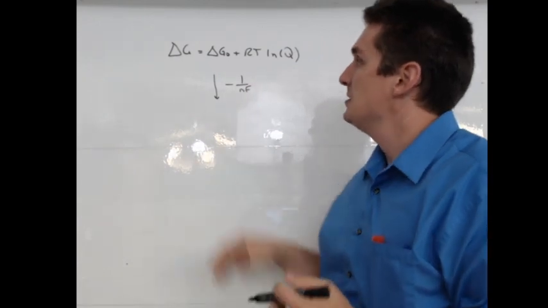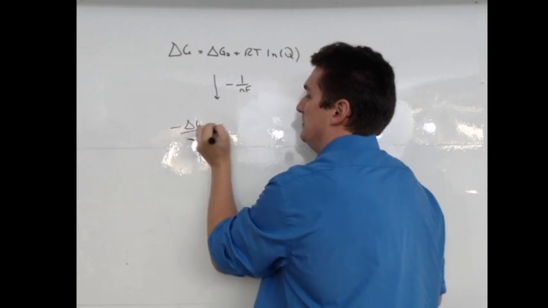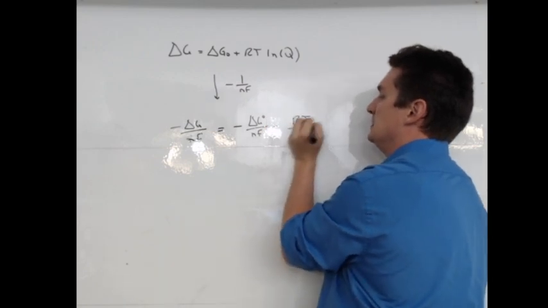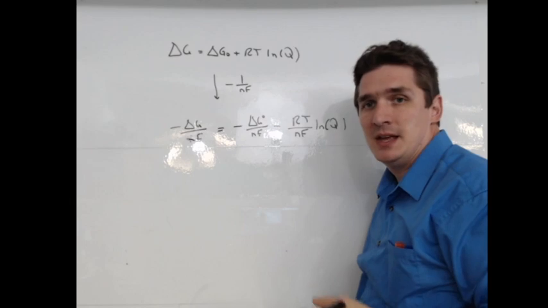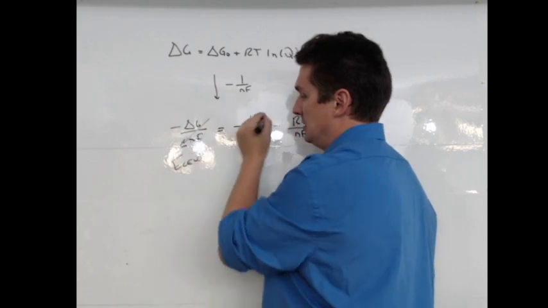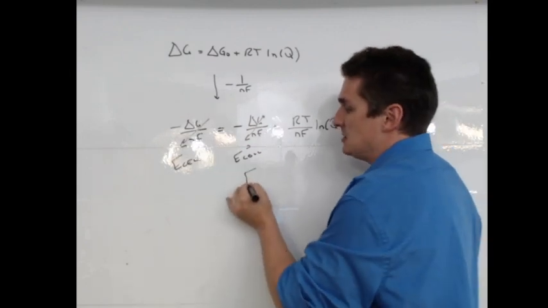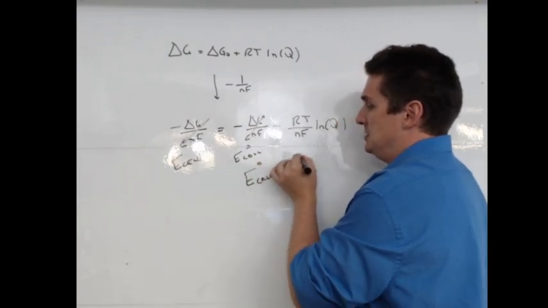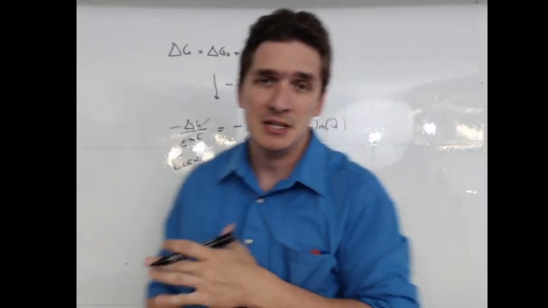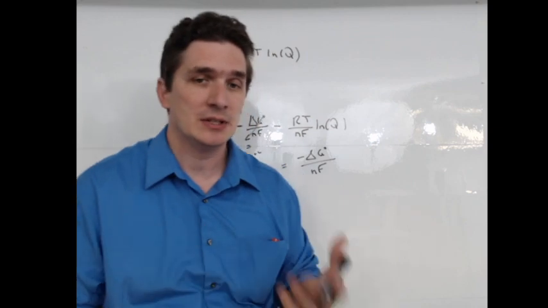So we multiply this whole thing by minus 1 over NF, and we get delta G over NF equals minus delta G naught over NF minus RT over NF ln of Q. And then we just define these variables as the cell voltage and the reference cell voltage. So we get the relationship that the voltage on our cell is just the negative of the free energy change over NF. F here is 96.485 kilojoules per volt equivalent. N is the number of electrons transferred in the reaction, so you'd have to look that up.